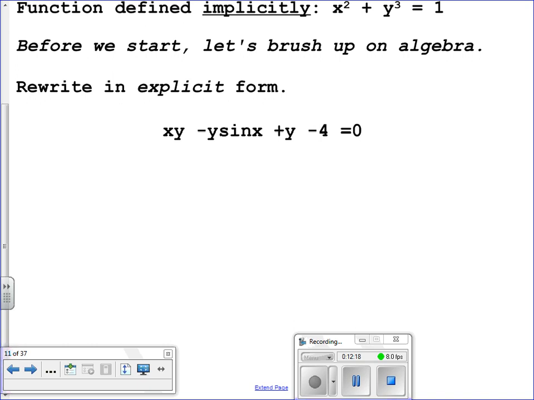xy minus y, this is plus y minus 4 equals 0. So it's x times y minus y times sine x. Oh, actually, I didn't explain what explicit form is. I'm going to do that next.